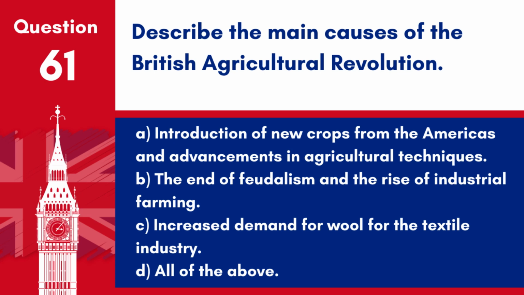Answer: D. All of the above. The British Agricultural Revolution was driven by the introduction of new crops, advancements in farming techniques, the end of feudalism, and increased demand for agricultural products, leading to significant increases in productivity and efficiency.